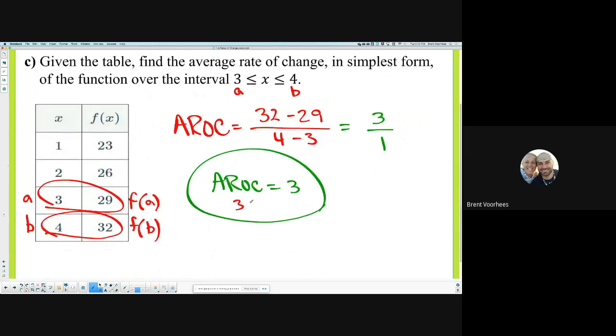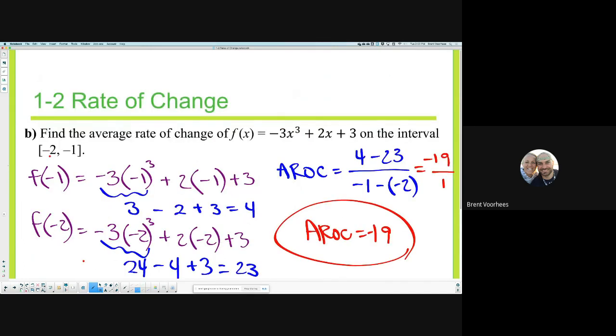Average rate of change. Or you could say 4. I'm going to use 4 because it's just a smaller word. 4. 3 is less than or equal to x, which is less than or equal to 4. So add that on. We're going to make the notes perfect here.